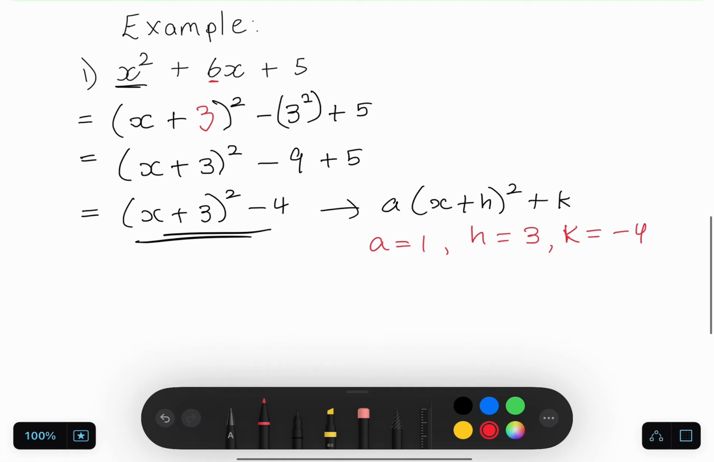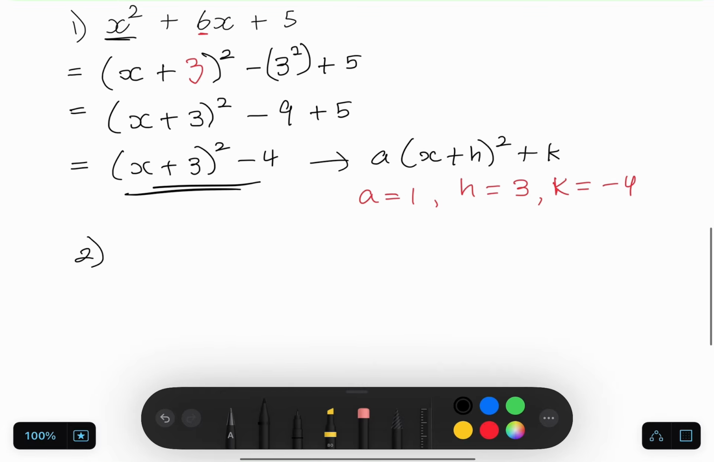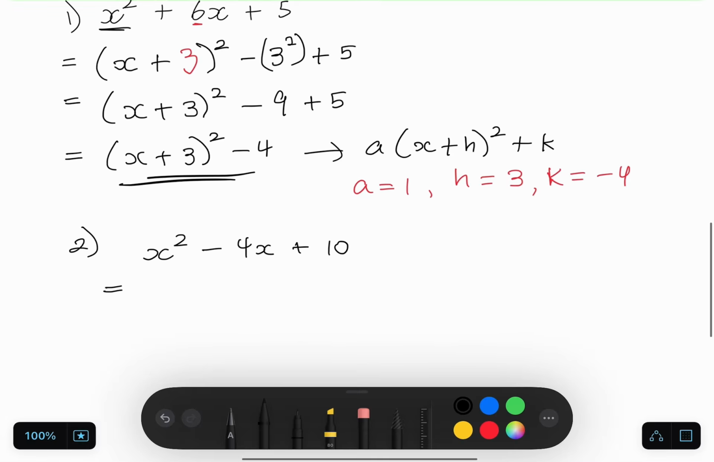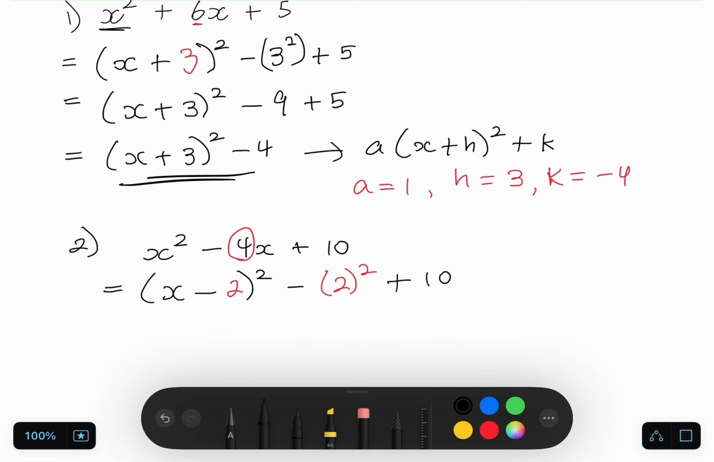Let's look at another example. So say I have x squared minus 4x plus 10, right? The coefficient of x squared is 1 here, so I could go ahead and complete the square. I take x, I take half of whatever b is, so half of 4, which is 2, and then I minus that same half of b squared, so I minus 2 squared. And then I just add that 10 back to the end. All right, and now let's simplify.